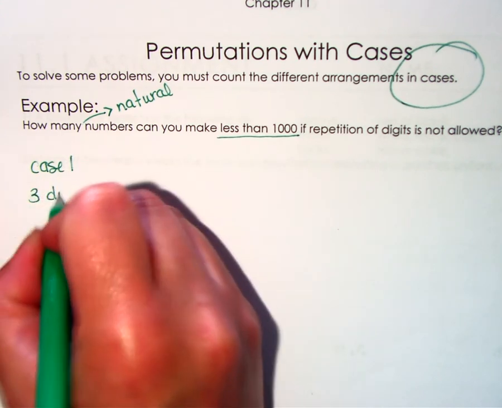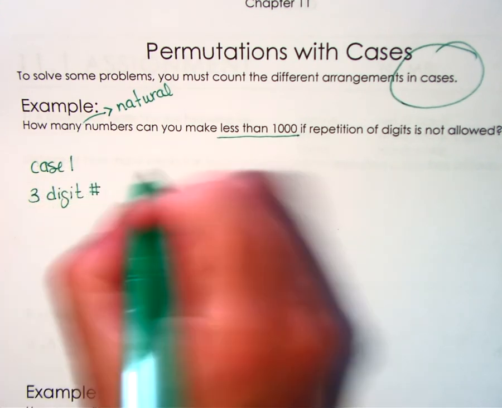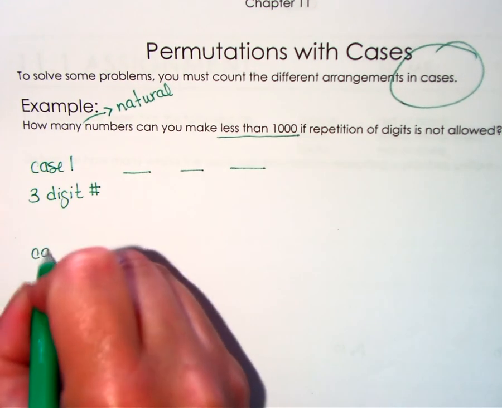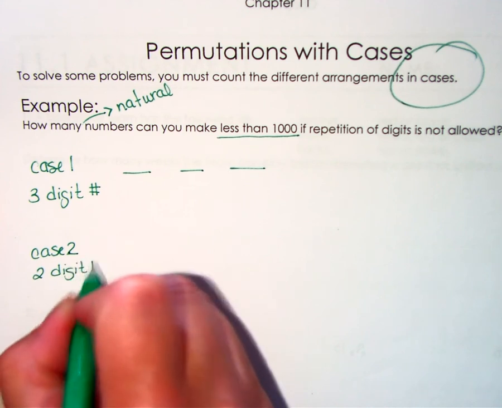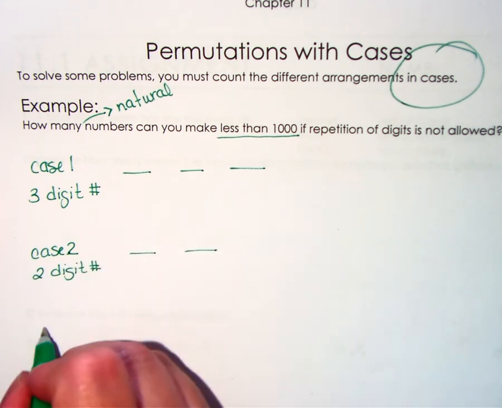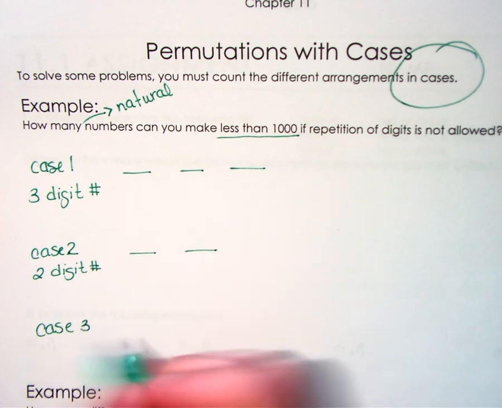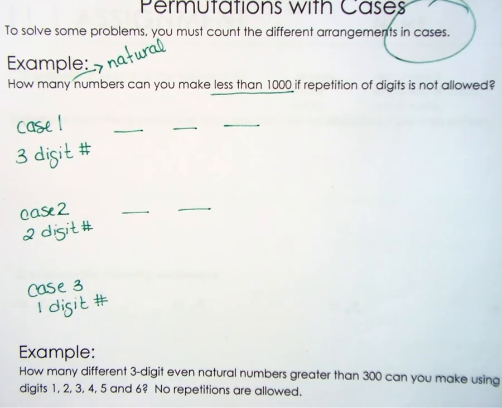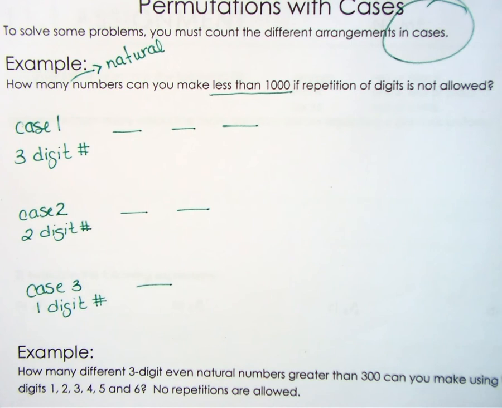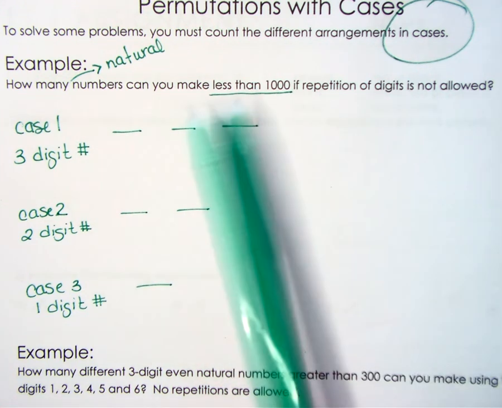So in case 1, we're going to deal with 3-digit numbers. Guess what case 2 is? Case 2 is going to be 2-digit numbers. And case 3? 1-digit numbers. It's just 9, not factorial. Just 9. Okay, anytime I do the lines, we're not using factorials because there's something really specific about them.